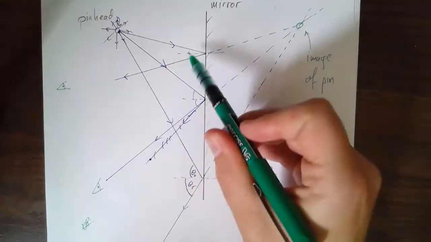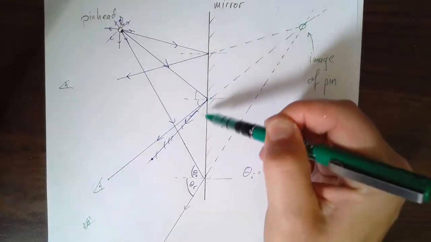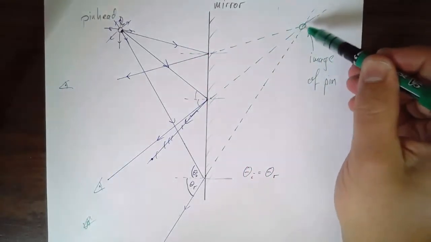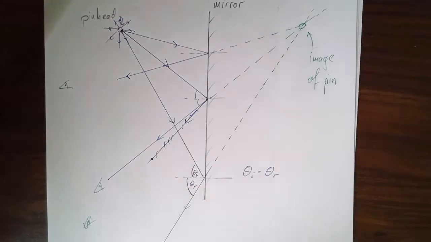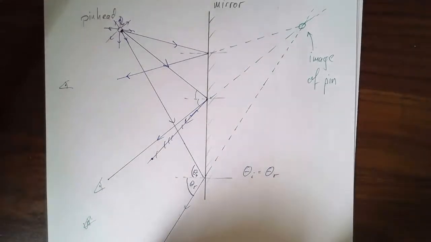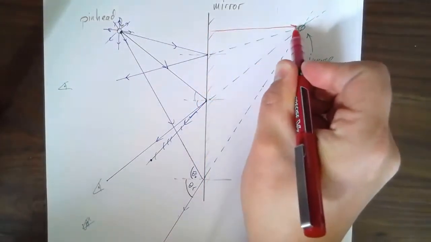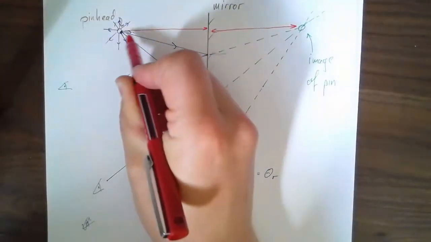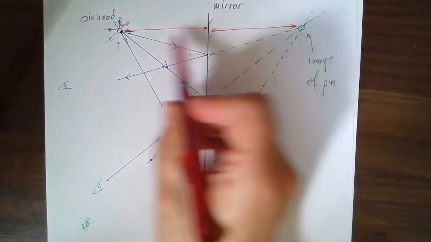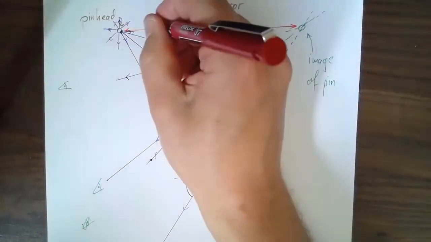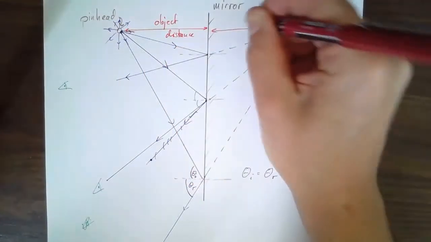The point is, no matter which light rays I pick, just by following the basic rule that the angle of incidence is the angle of reflection, I'm getting the image of the pin here. One thing you can easily check, if you draw this correctly, or just by analyzing the geometry in terms of triangles, is that this distance here is the same as this distance here, and they're at the same height along the mirror. So we might call this the object distance, and this the image distance.